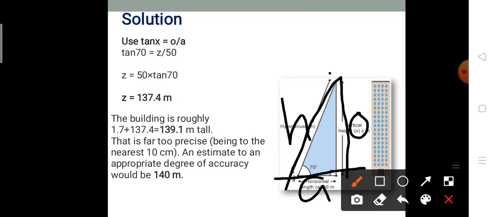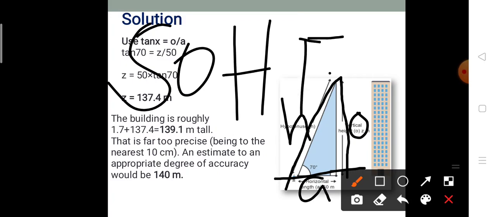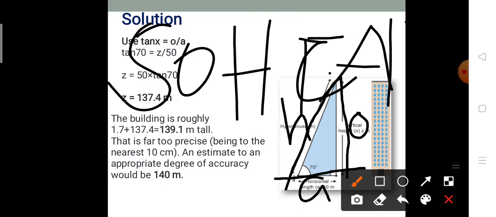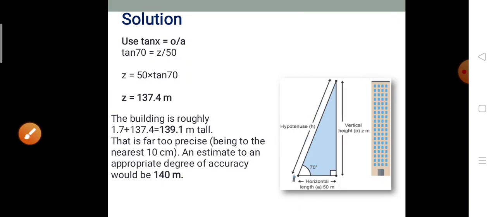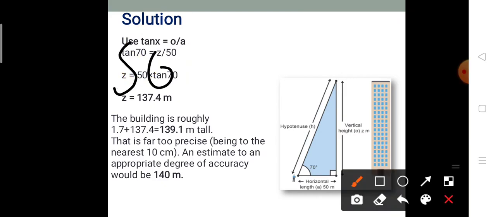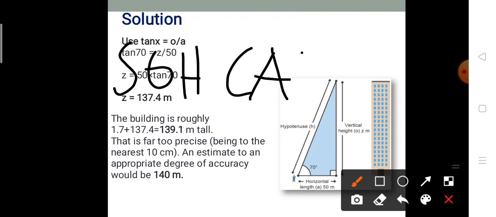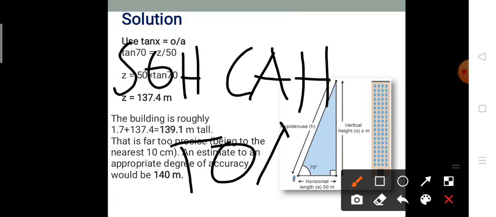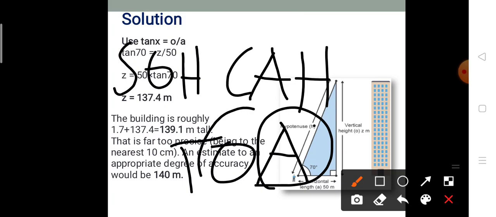Next, choose the correct ratio from SOHCAHTOA. We choose which ratio we are going to use. TOA. So in the triangle, A is known and the length O must be calculated.